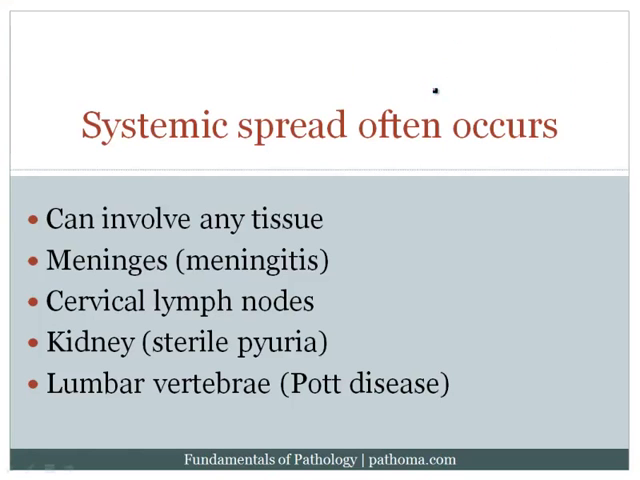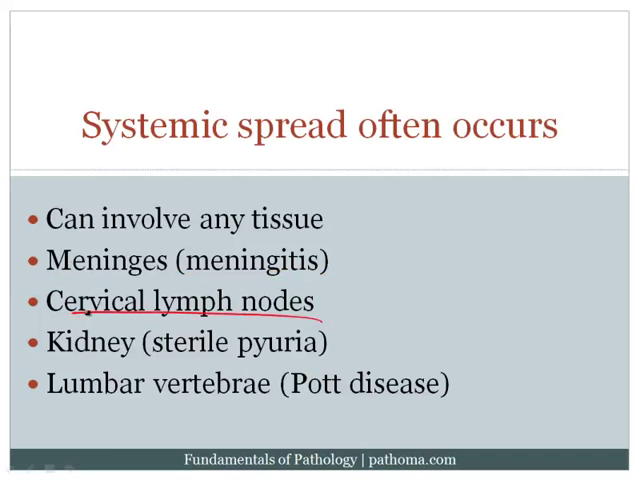Now, remember that TB can also spread to multiple distant sites within the body. It can basically spread to any tissue. However, there are a few high-yield tissues to be aware of. First of all, it can go to the meninges, giving a patient meningitis, and important to remember that when it goes to the meninges, it usually involves the meninges at the base of the brain. That's particularly high yield. So meningitis with granulomas at the base of the brain.